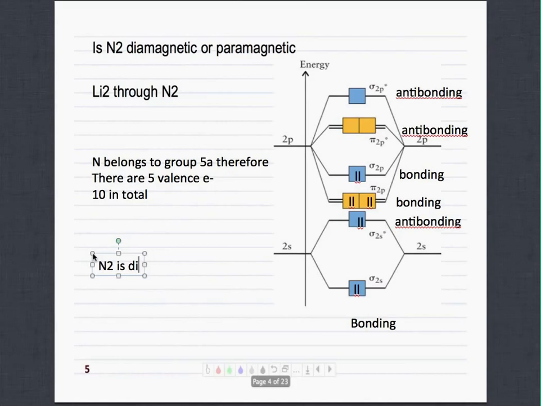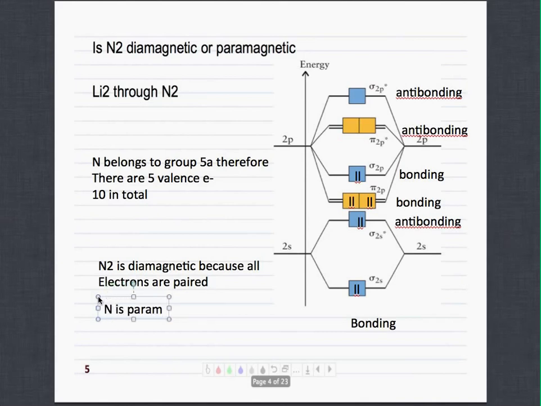Diamagnetic. Why? Because all the electrons are paired. So nitrogen, liquid nitrogen or gas nitrogen, is diamagnetic. And please don't mix it up with nitrogen as an atom. Here we're talking about the molecule. Nitrogen as an atom is paramagnetic. But if I'm asking you about nitrogen as N2, that means as a molecule, it is diamagnetic. And this is how we figure it out.